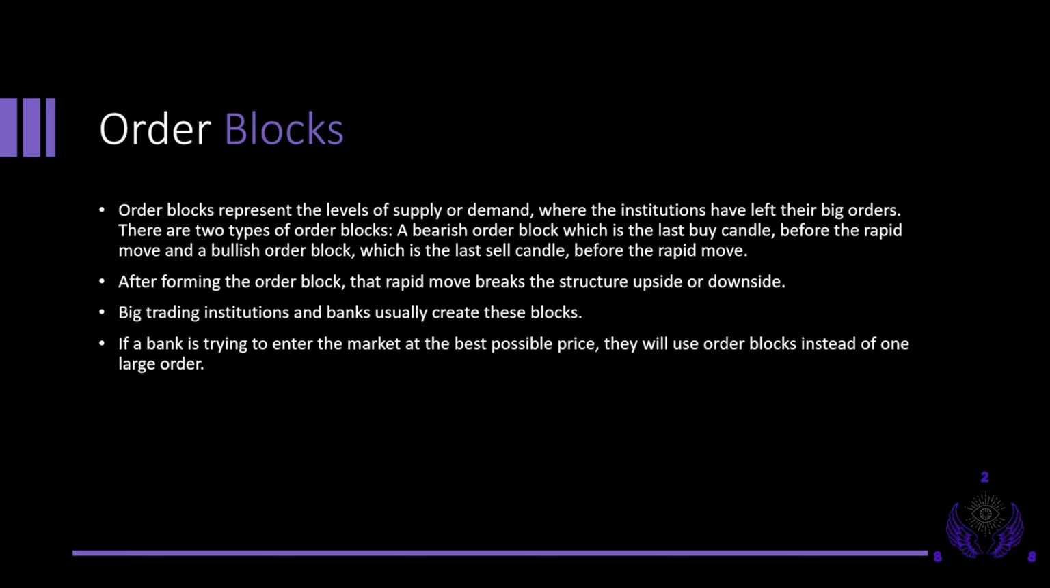After forming the order block, the rapid move breaks the structure upside or downside, where the smart money enters. Big money, also known as institutions and big banks, as we talked about in session 1. Big trading institutions and banks usually create these blocks, and if a bank is trying to enter the market at the best possible price, they will use order blocks instead of one large order. That's why it's important to know and to spot where order blocks are.